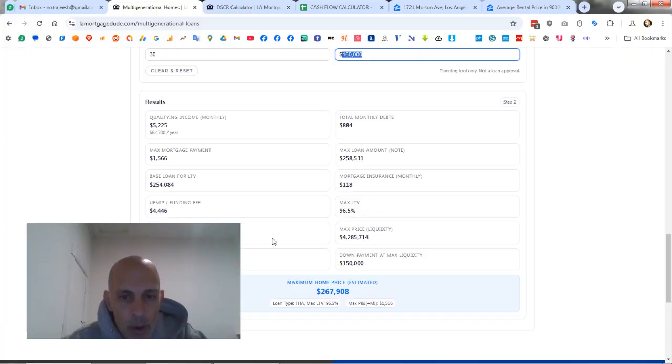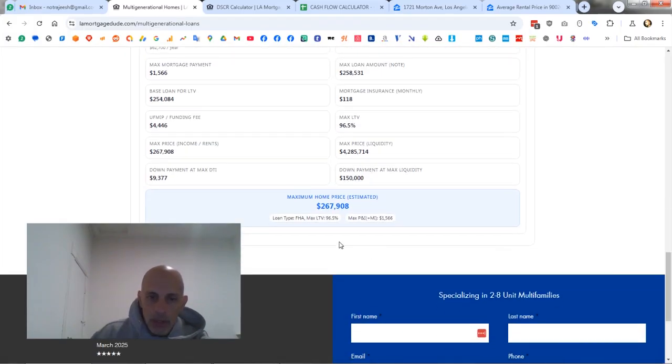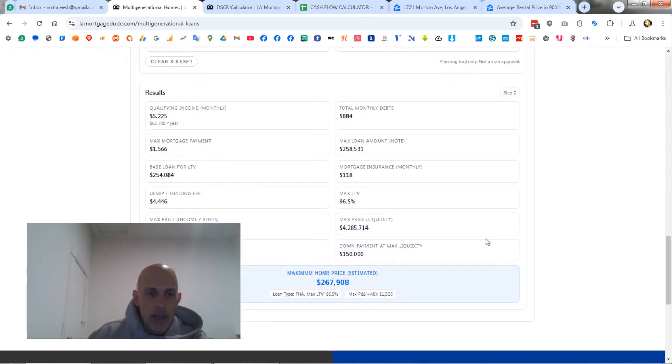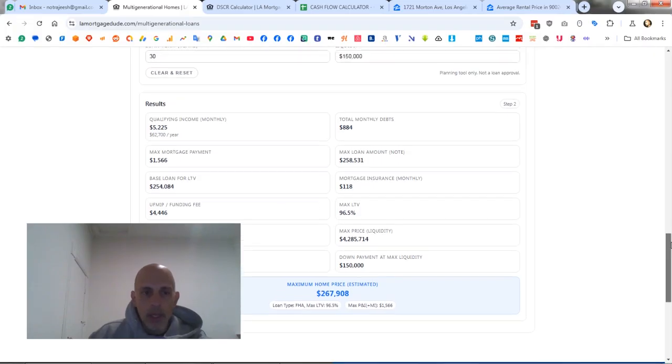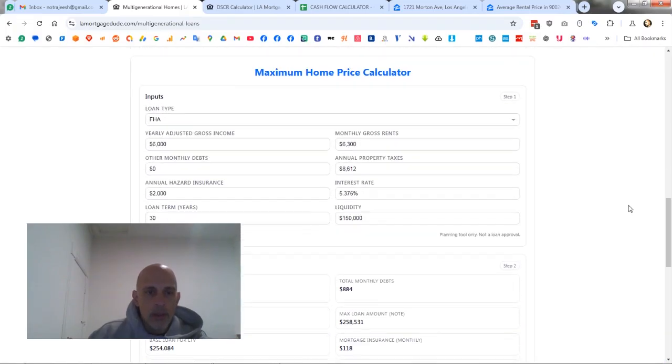So now we're looking at owner occupied properties on FHA loans. Max LTV, if you can see down here, is 96.5%. That means on an FHA loan, if you're going to be owner occupying it, your minimum down payment is 3.5%. And your max price is based on your qualifying income, which is this plus this.